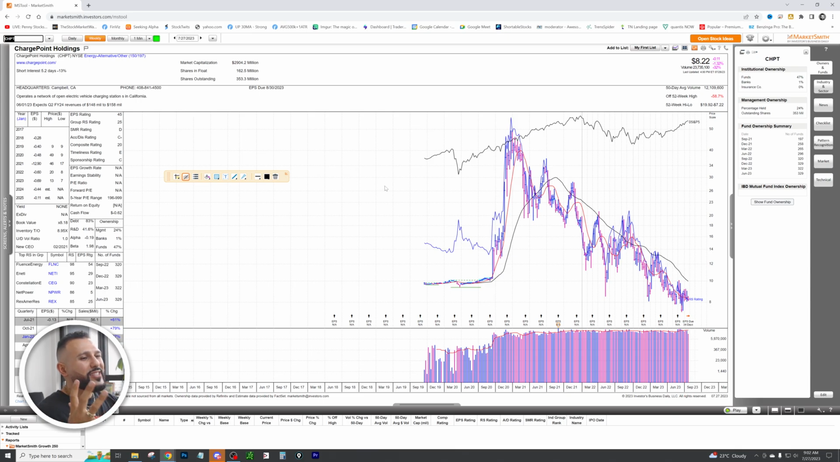So with that said, the stock we're looking at today is CHPT. Look at this chart, from $50 all the way down to $8. Is this something you want to be caught in? Well, let's run the numbers and take a look.